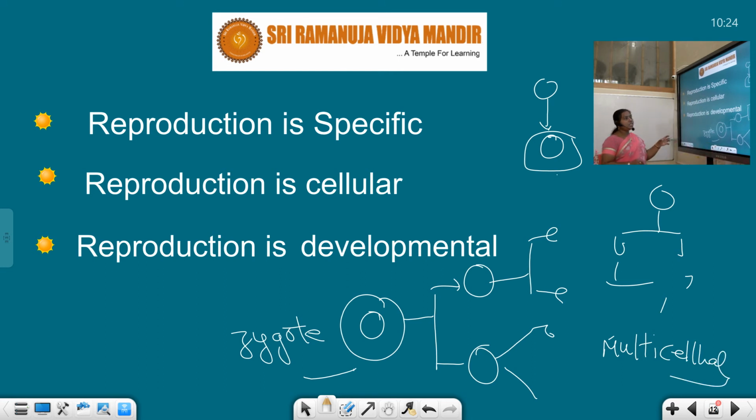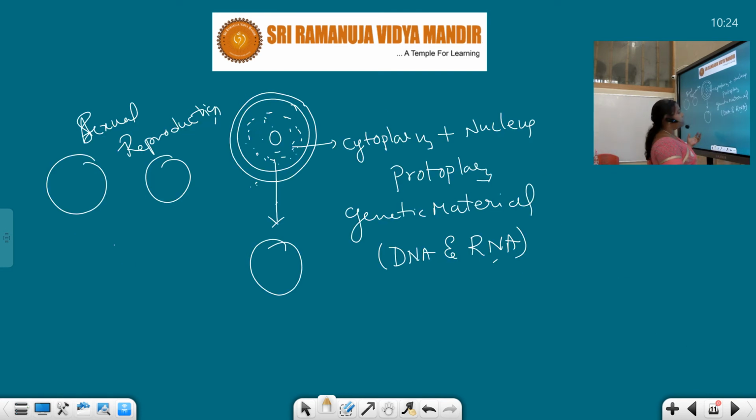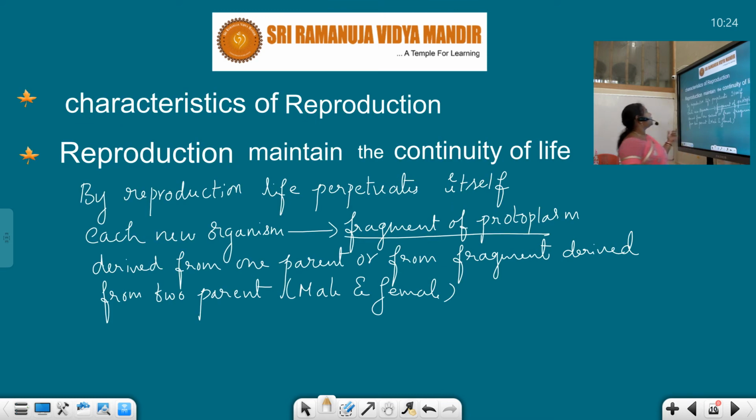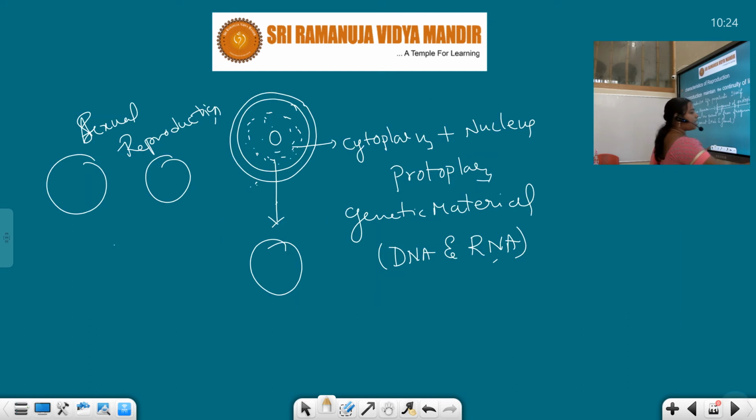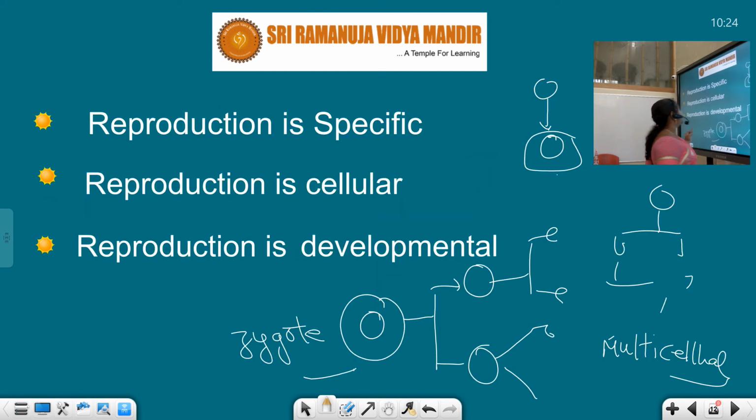Okay, these are the different characteristic features of reproduction. Let us discuss all this. Reproduction maintains the continuity of life, that is the first point. The second characteristic feature is that reproduction is specific, reproduction is cellular, and reproduction is developmental. I hope you all understood the different characteristic features of reproduction, right?